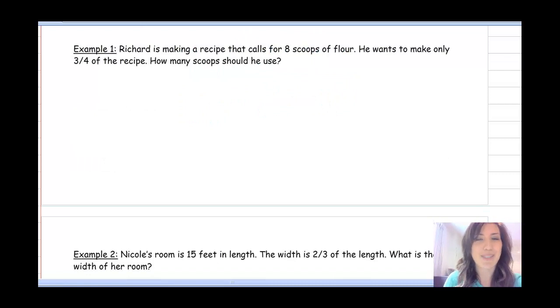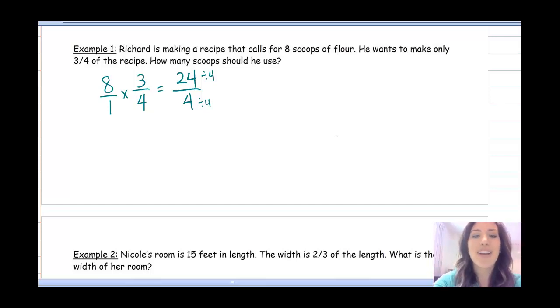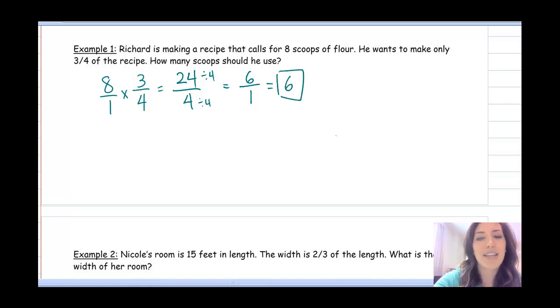Richard is making a recipe that calls for 8 scoops of flour. He wants to only make 3/4 of the recipe though, so how many scoops of flour should he use? Well, let's write this out. He wants 8 scoops of flour. We're going to need to multiply 8 times 3/4, so let's rewrite 8 as if it's a fraction. Multiply the numerators. 8 times 3 is 24. 4 times 1 is 4. Both of these can be divided by 4, so 24 divided by 4 is 6. 4 divided by 4 is 1, and we end up with 6 scoops of flour.